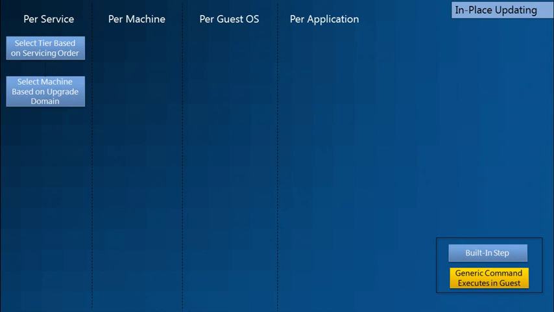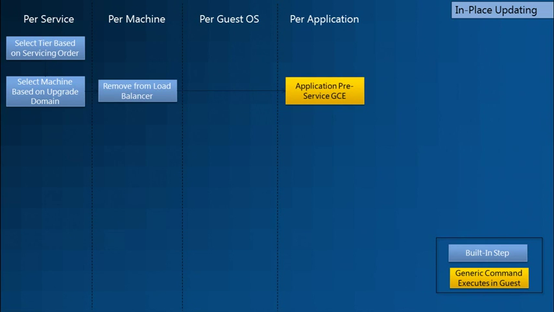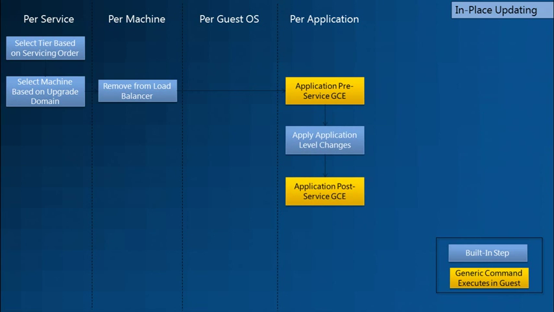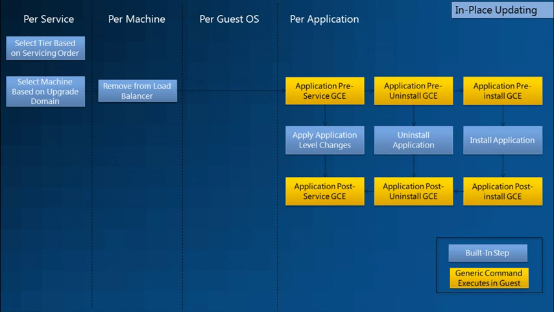We select a tier based on the servicing order, and select a machine based on upgrade domain, if applicable. We'll remove the machine from a load balancer, again, if applicable. We'll execute any pre-servicing GCEs you've identified, apply any application-level changes, and apply any post-GCEs, should you have any. Uninstall the application, install the new application, along with any of the changes that have been made in the template, return the machine to the load balancer, and then move on to the next tier in the servicing order.